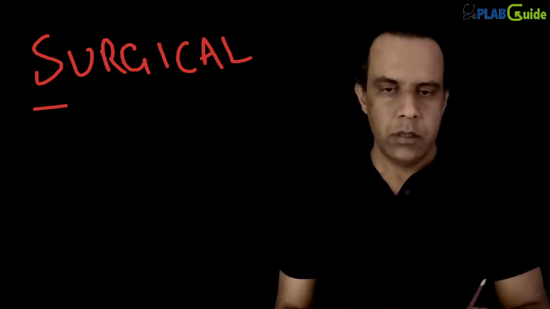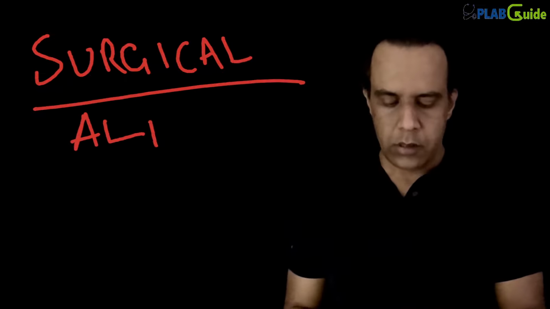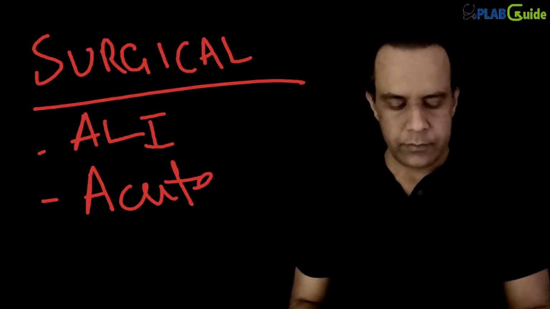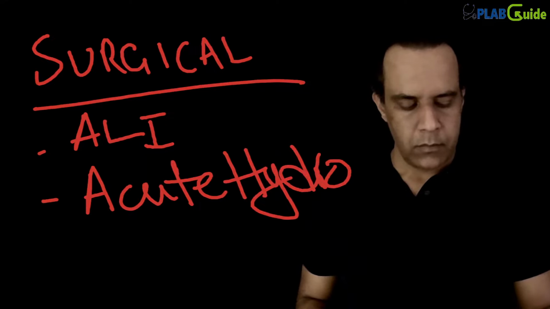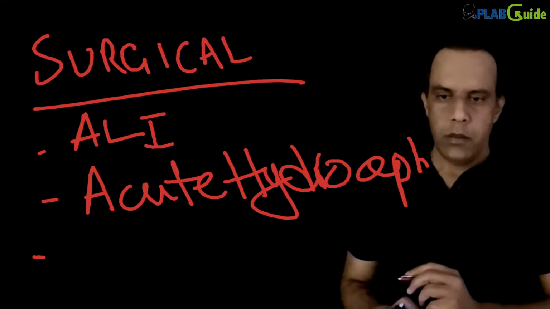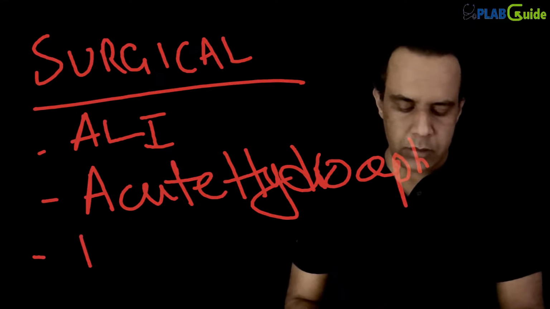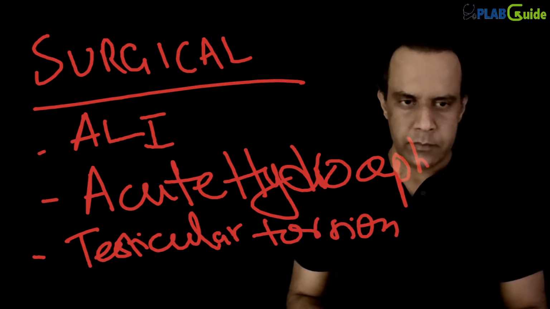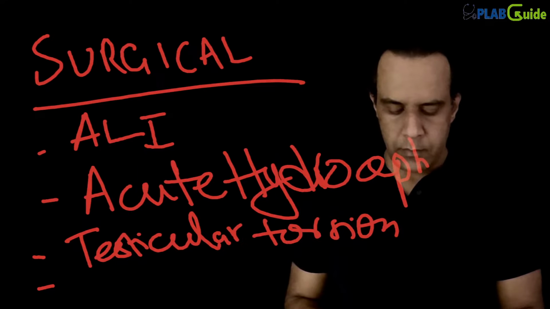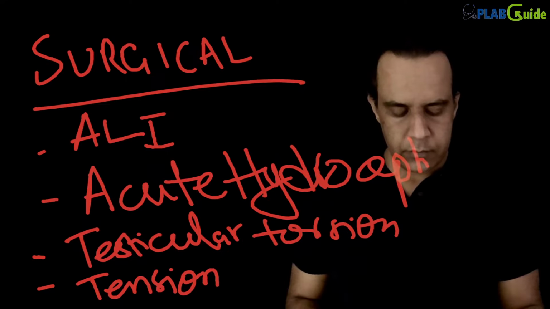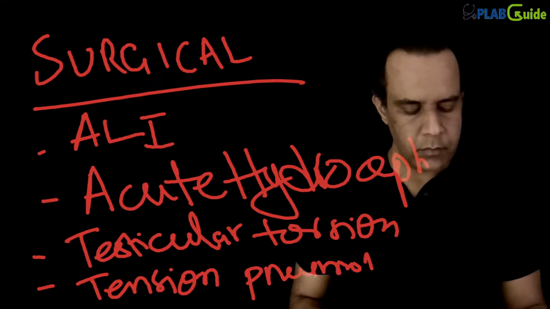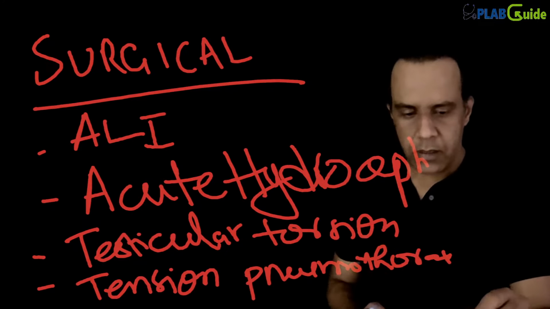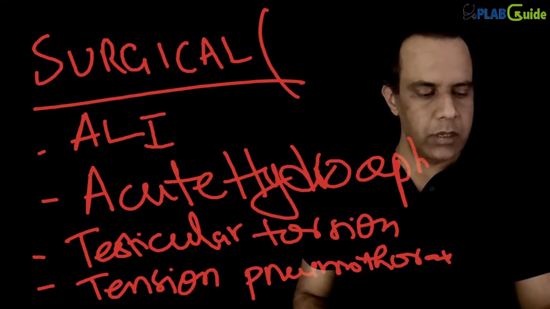So, surgical conditions, acute limb ischemia is one of them. Then, acute hydrocephalus, then testicular torsion, tension pneumothorax. These are the acute surgical conditions, time critical, where if you delay, the patient may end up losing their life or limb.